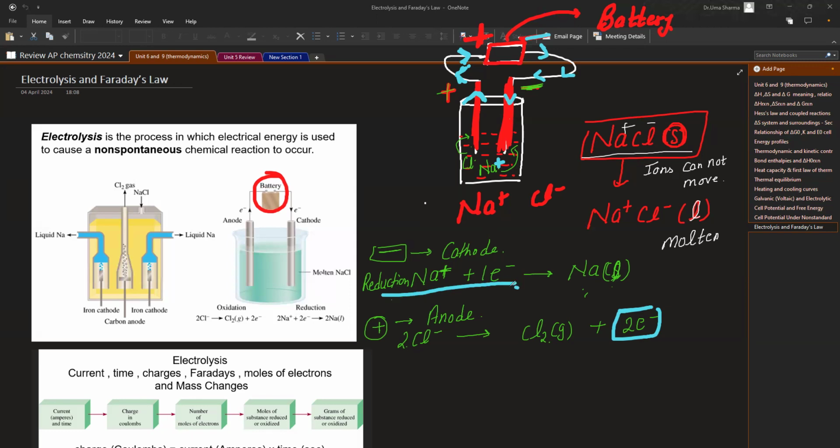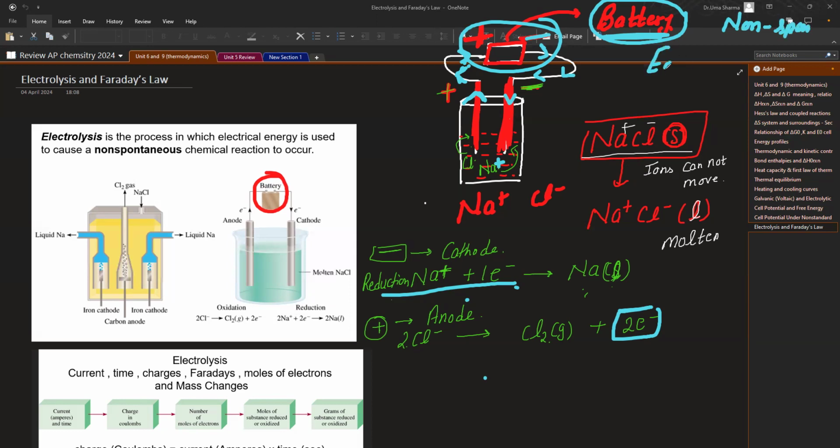So that's the electrolytic cell. Working of the electrolytic cell. There is one container, anode and cathode. We are forcing reduction and oxidation. How are we forcing them? By using electricity, a battery. This is a non-spontaneous reaction. You are using electricity to carry out a non-spontaneous reaction.